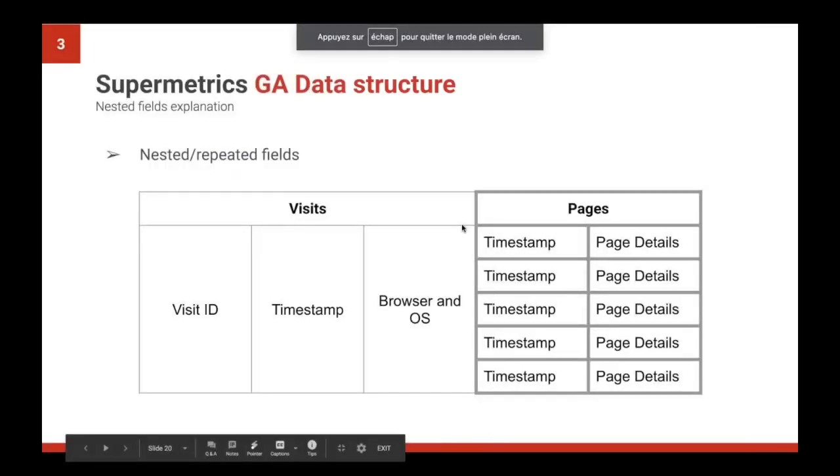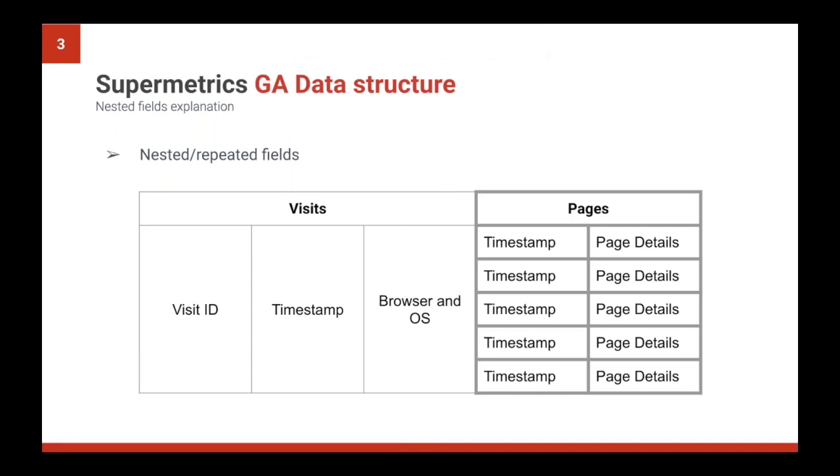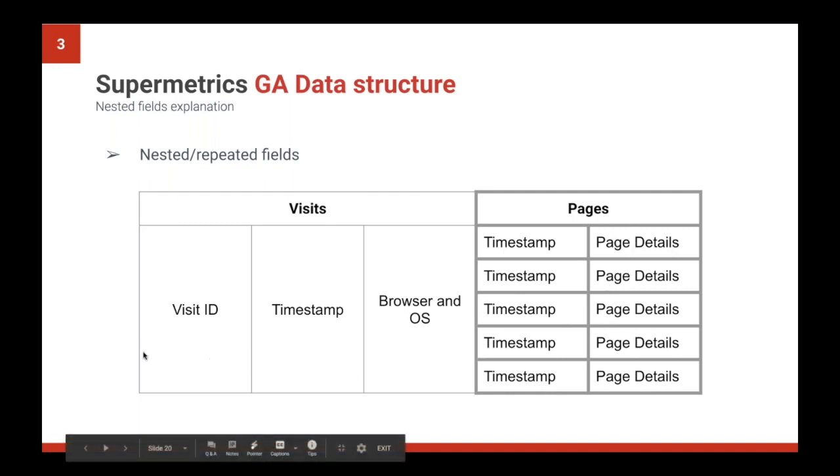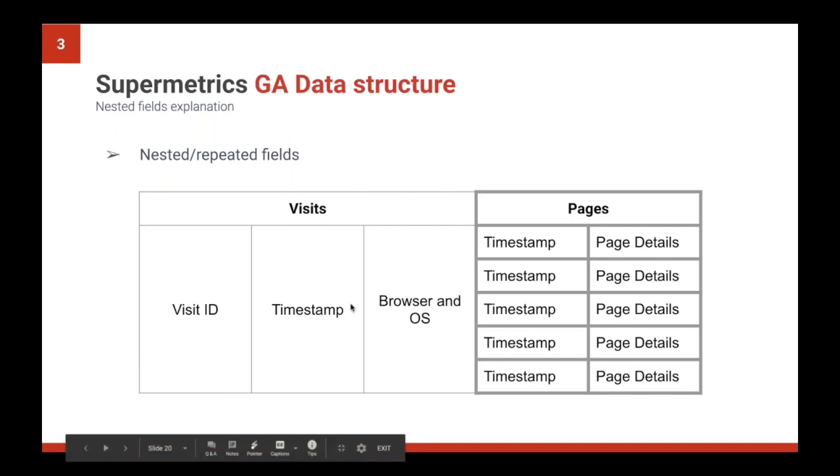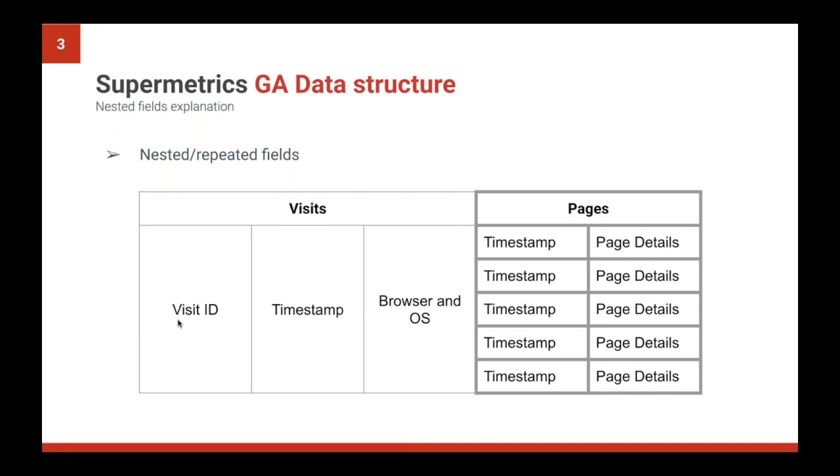So next, nested and repeated fields. For me, it's really important to understand what it means. If you work with the streaming Google Analytics data in your BigQuery, you will see that sometimes you have one session, one visit ID, one session ID, but you have several page views, of course. Normally, if you visit a website, you will certainly visit several pages, several page views.